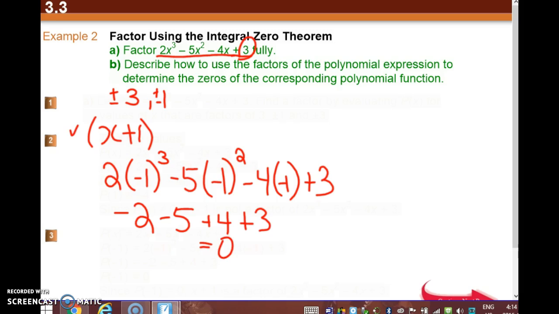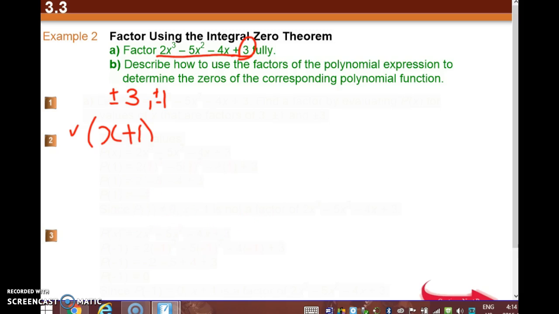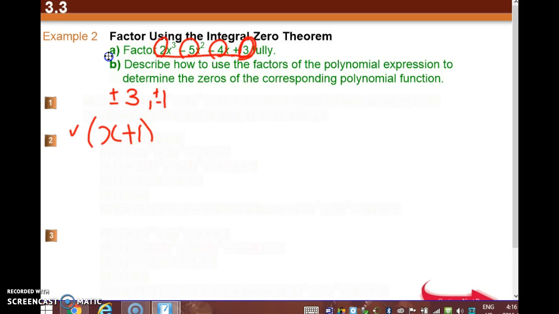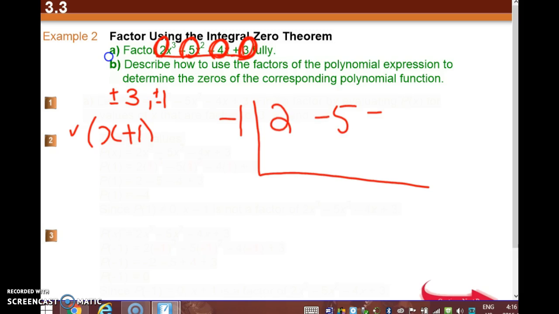Okay, so we should be able to use him in synthetic division to find the remaining factors. So how we're going to set this up is we take our value, which is minus 1, and we put it into synthetic division. So we take the numbers in front of all the x's, all the numbers in front of the equation, no x's are going to go into this, and we sub them in. So we put 2, minus 5, minus 4, and 3. Okay, so what we do is bring down the 2.